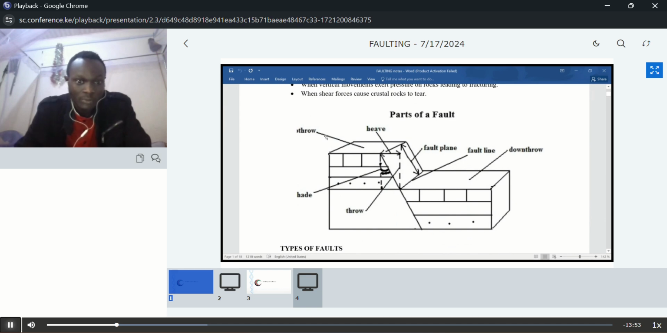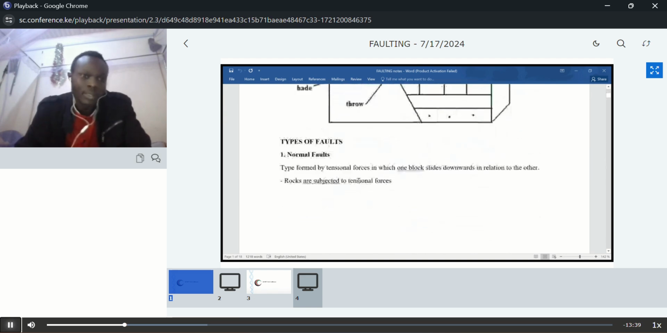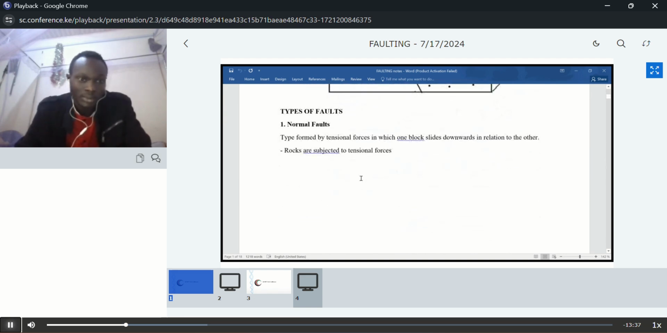You have the parts of a fault. Here is the upthrow, you have the downthrow, you have the fault line at this region, you have the fault plane, you have the throw, you have the heave, and the hade. Then we come to discuss the types of faults.